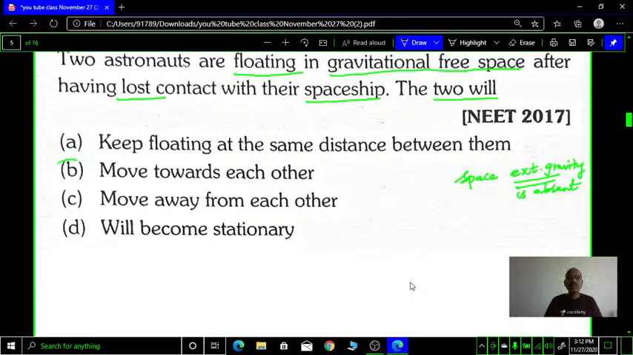So option B is correct. Both astronauts will move towards each other with very small acceleration since external gravity is zero there. The gravitational force between these two astronauts will act. Gravitational force is always an attractive force. So these two astronauts move towards each other. Next question.